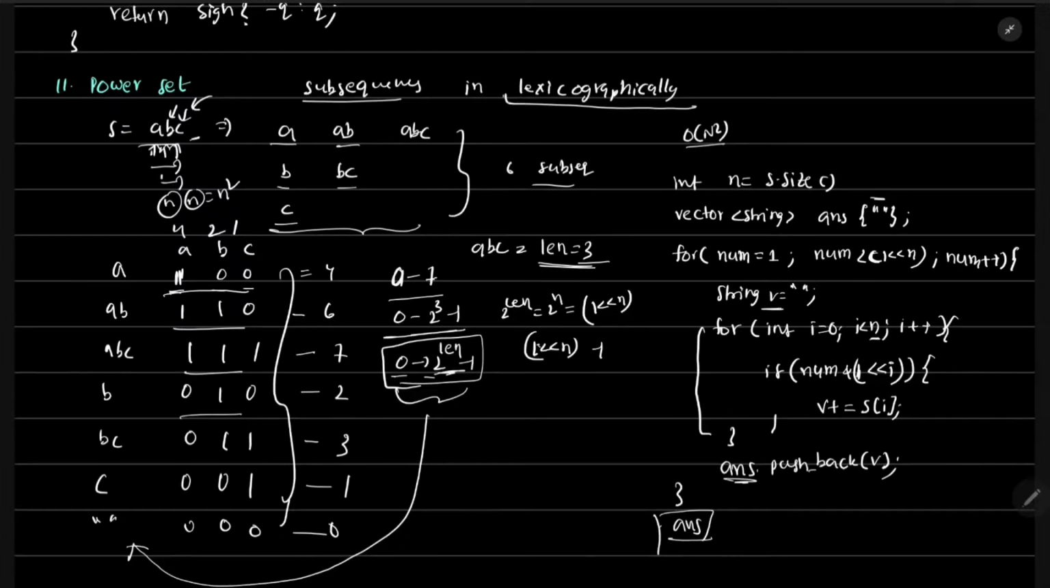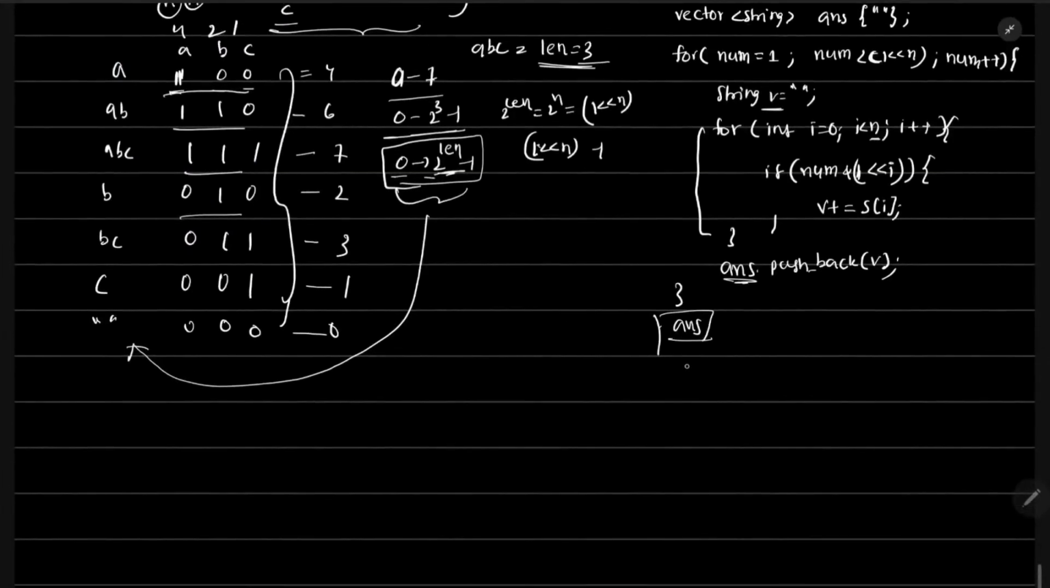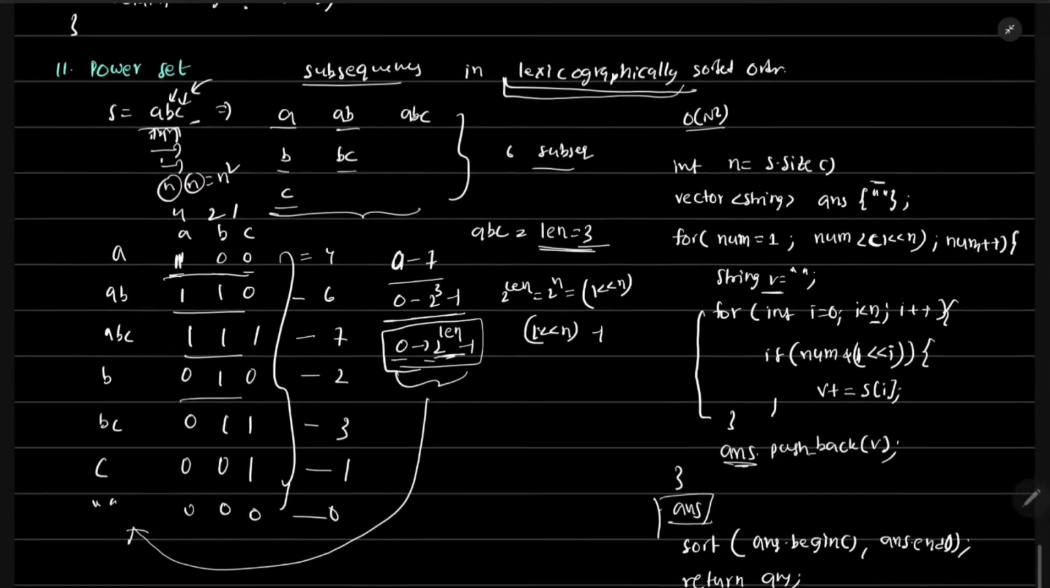Now our answer will contain all the subsequences here, right? But here is the twist. They said lexicographically sorted order. So it's very simple. Just sort it. Sort the array. In C++ we do it like this. sort answer dot begin, answer dot end. So it will sort the elements in lexicographical order, then return answer, right? So this answer will contain all the subsequences now. So this is nothing but the power set, right? That's how we calculate the power set of any string using bit manipulation, right?